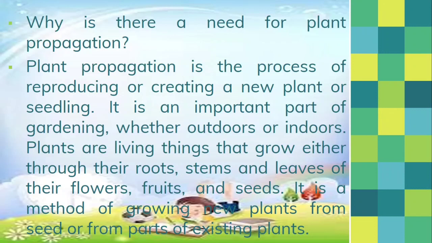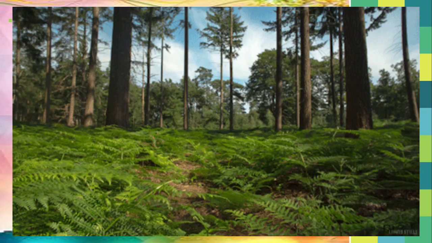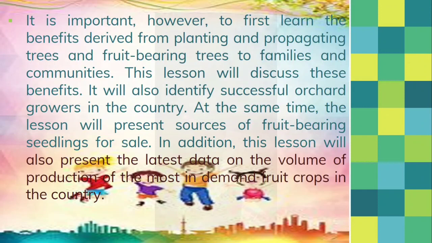Plants are living things that grow through the roots, stems, and leaves, or through their flowers, fruits, and seeds. It is a method of growing new plants from seed or from parts of existing plants. It is important, however, to first learn the benefits derived from planting and propagating trees and fruit-bearing trees to families and communities. This lesson will discuss these benefits.